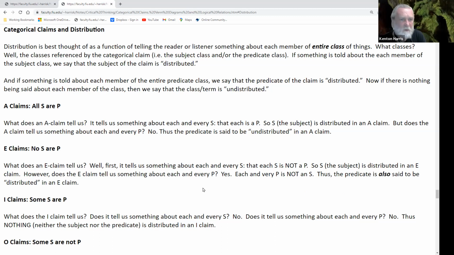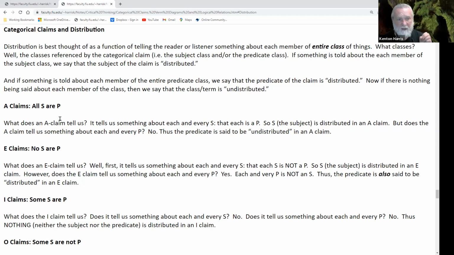Distribution is an odd sort of characteristic. It's not really that odd. You read the notes, you can get your head around it. But when we are using rules to test for validity, it will be very important to know whether a term in a claim is distributed or not, right? And again, I leave the notes for you to figure out what distributed is. I won't take your time up here because you can read it on your own.